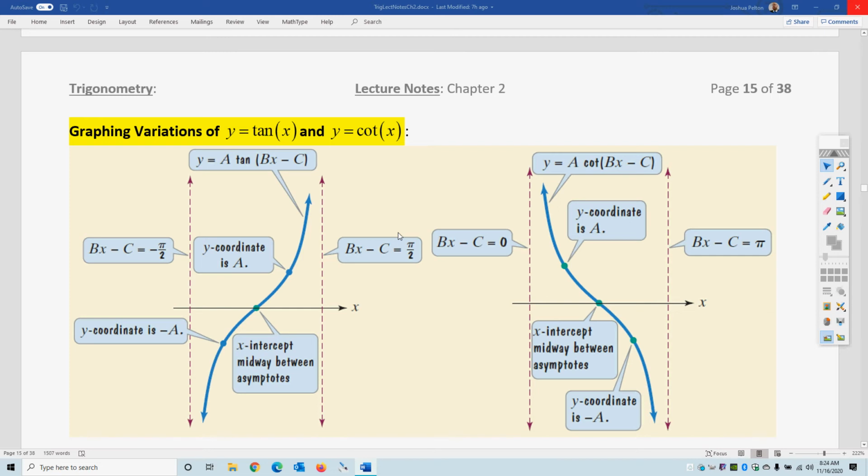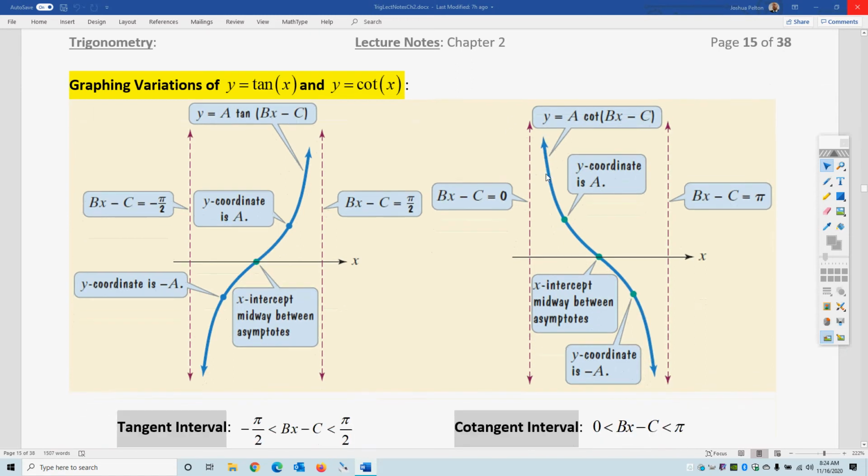This is Professor Pelton. This is Trigonometry Chapter 2, Section 2. We're doing the other types of graphing of trig functions. It's going to cover tangent and cotangent. So we did the outline of tangent and cotangent in the prior video.